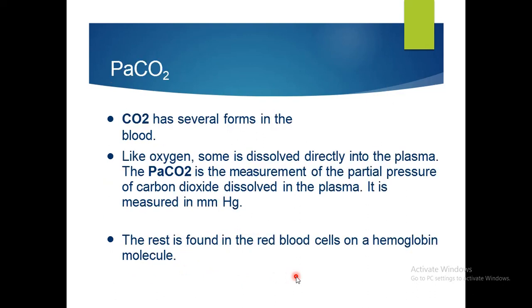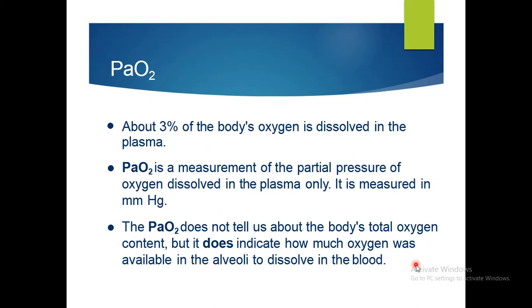And what is partial pressure of carbon dioxide in arterial blood? Carbon dioxide, like oxygen, some of it is dissolved directly into the plasma. The partial pressure of carbon dioxide is the measurement of the partial pressure of carbon dioxide dissolved in plasma and is measured in millimeters of mercury. The rest is found in RBCs in the hemoglobin molecule.